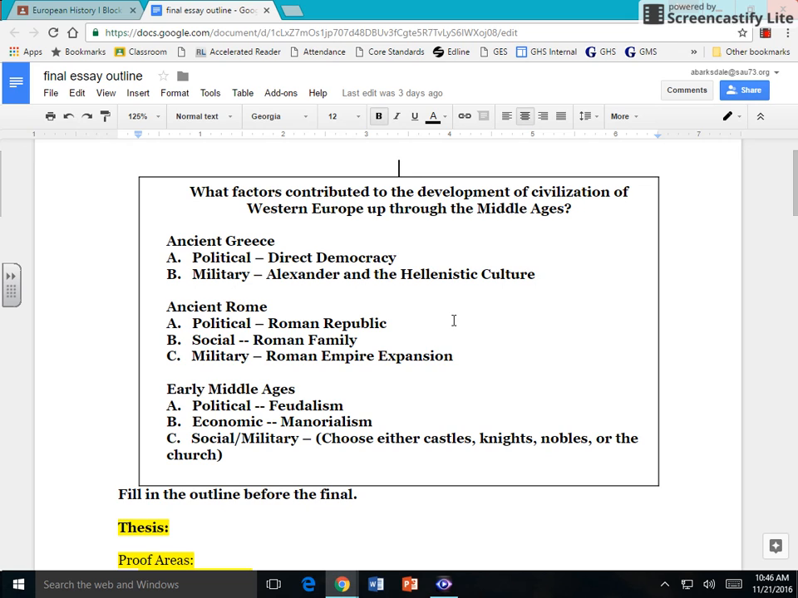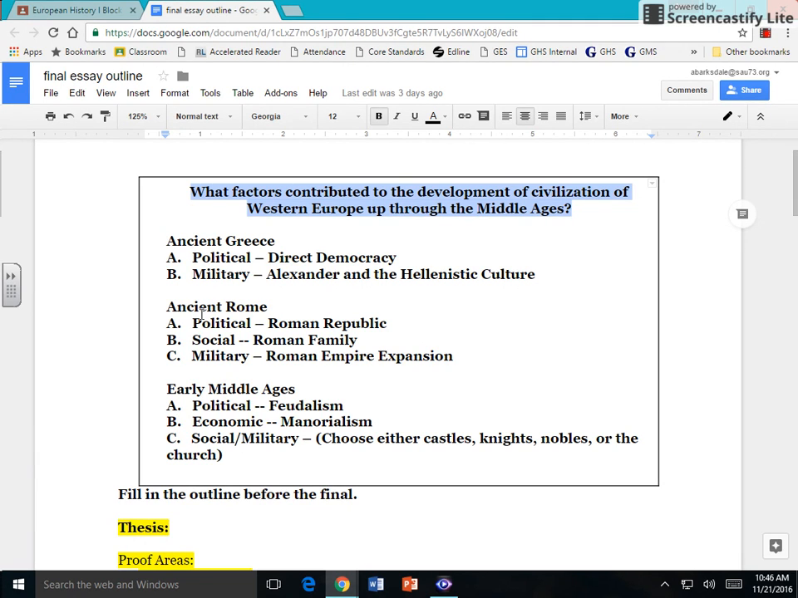So, to start off with, in the box, this is the entire coverage of what your essay will encompass. Everything you're trying to prove is in relation to this question: what factors contributed to the development of civilization of Western Europe up through the Middle Ages. As you develop your thesis, you're going to say political, military, social, and economic factors contributed to the development of civilization.